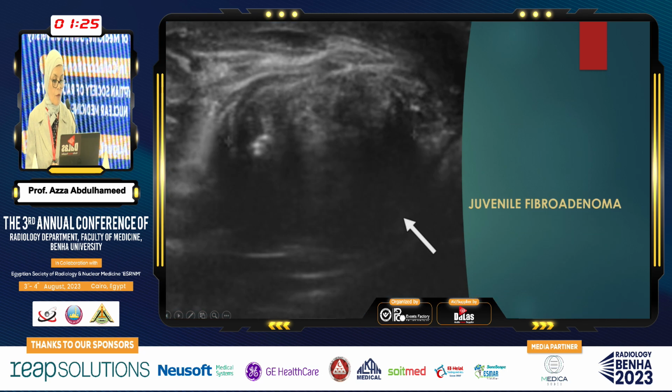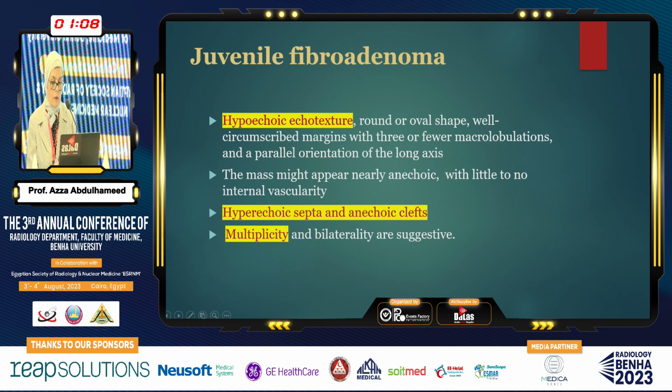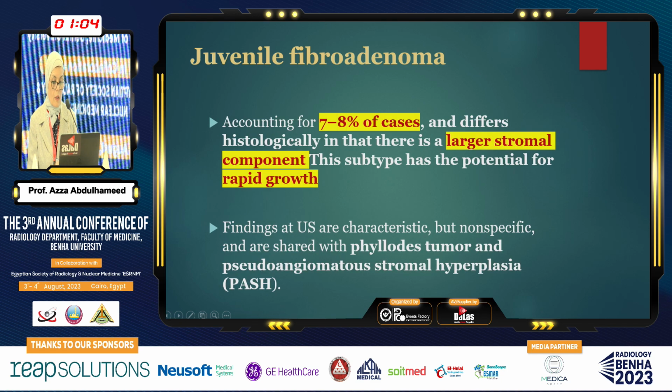This is a case of juvenile fibroadenoma. This is the classic appearance. When you see this hypoechoic cleft and echogenic stromal line here, this is typical, okay? And multiplicity will be suggestive. The differential diagnosis is phyllodes and PASH.